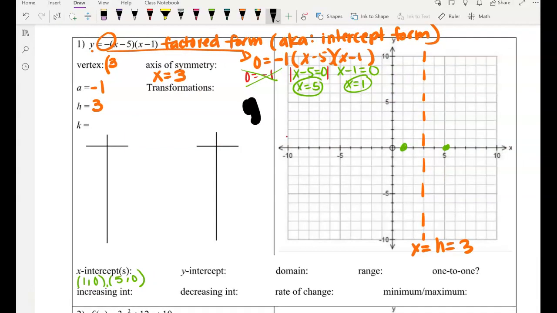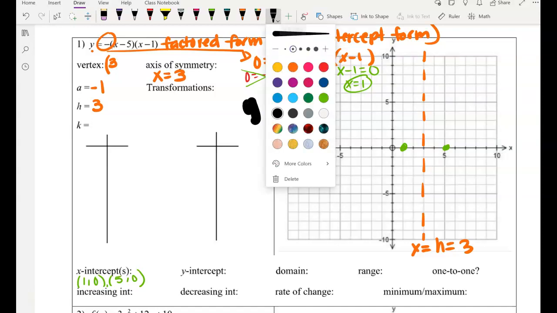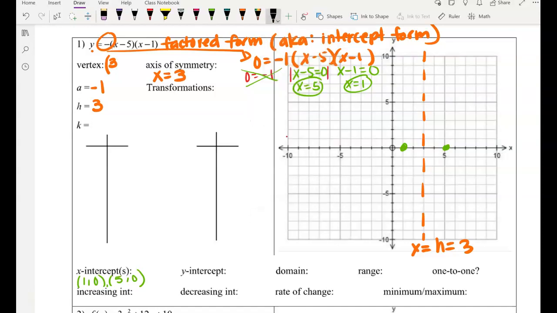Whoa, that pen is way too fat. Okay, let's erase that. So let's plug it in. Y, which is the same as the value for k, that's what we're looking for. There's a negative 1 in the front. Since h is 3, 3 minus 5 times 3 minus 1. So k is going to come out to be, let's see, 3 minus 5, negative 2. Negative 2 times the negative 1 in the front is positive 2. Positive 2 times 3 minus 1, so that's 2, so that's going to be 4. So k is going to be 4. So, whoops, k is right here. That means 3 comma 4. There you go.